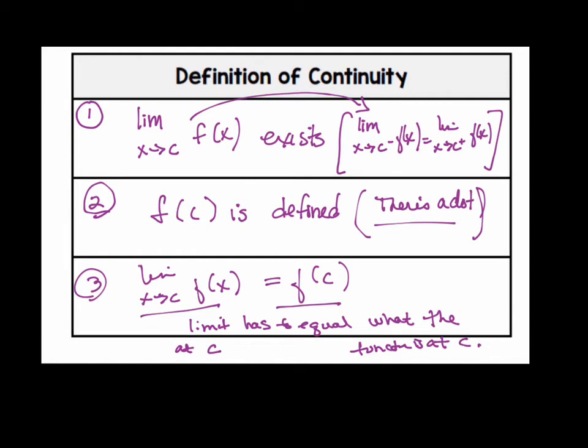So that's the definition of continuity. It's got 3 parts, and all 3 parts have to be true for a function to be continuous. Once more: the limit exists at the point you're talking about, the function exists at the point you're talking about, and the limit and the function are the same at that point. Okay, so I'll stop the video here and we'll go on to the next one.